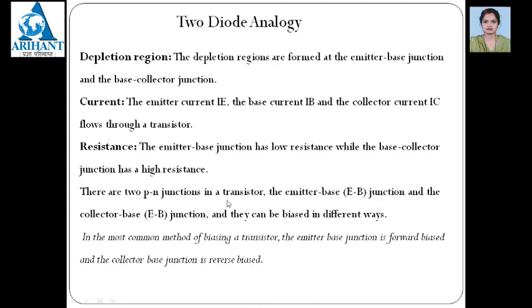There are two PN junctions in a transistor. We have seen that there is the emitter-to-base junction and the collector-to-base junction, and as it has three ends, they can be biased in different ways. We have also seen that the base is biased very low compared to the emitter and collector. But in the most common method of biasing a transistor, the emitter-base junction is forward biased and the collector-base junction is reverse biased, so that we get the maximum output.